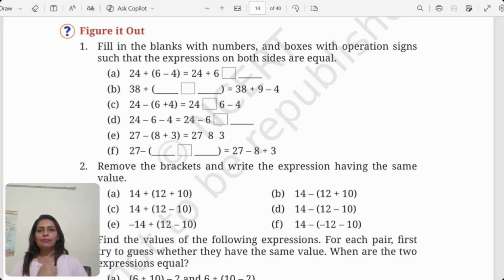All right, so let's begin how to do this. If you see the first question given in this Figure it out, it says fill in the blank with the numbers and the boxes with the operation sign. So the blanks will be filled by the numbers and the boxes will be filled by the sign, such that the expression on both the sides are equal. Basically we have to make this equation work in a way that it should be meaningful, it should satisfy the correct part, right?